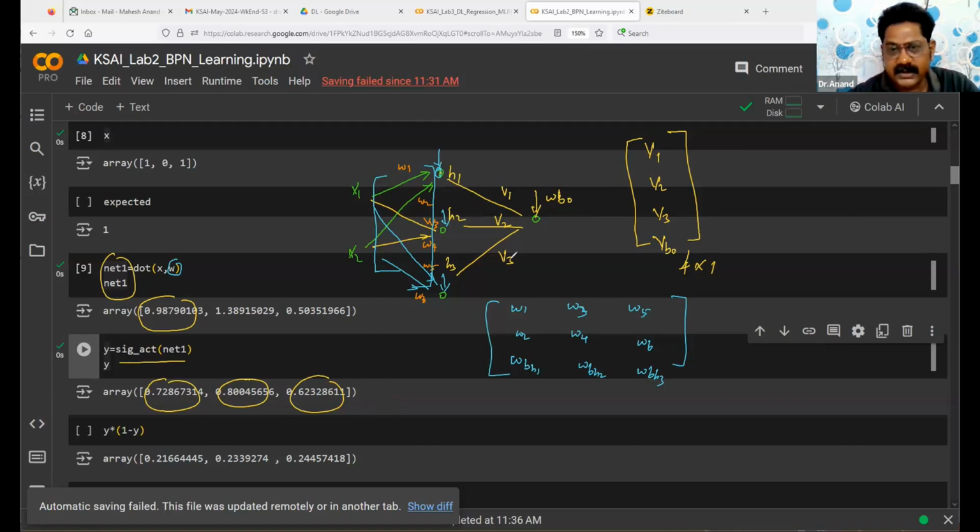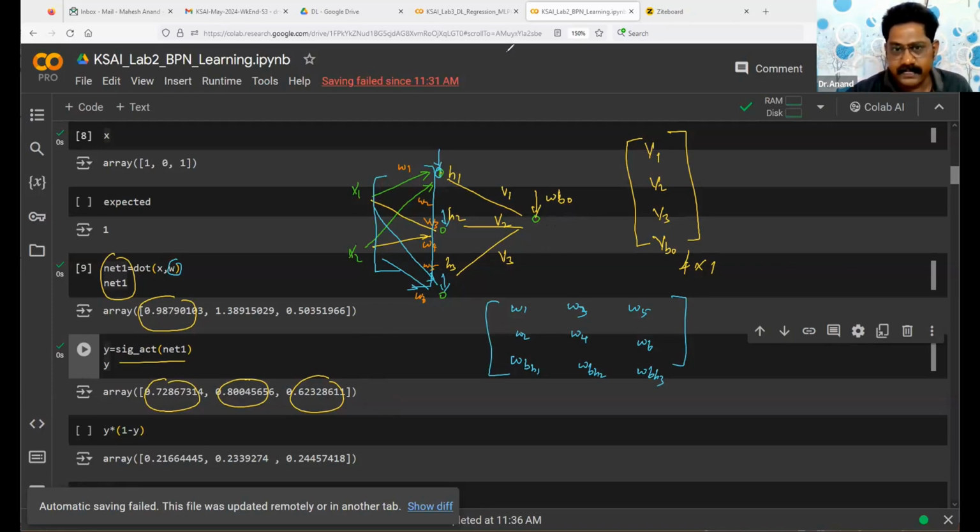What is the next calculation? The next calculation, still it is in the feed forward flow, right? Now from the hidden layer, I should transfer the information to the output side. H1 into V1, H2 into V2, H3 into V3 plus W bias O. You get net at output. That net at output, you should pass the activation function to get the final out.